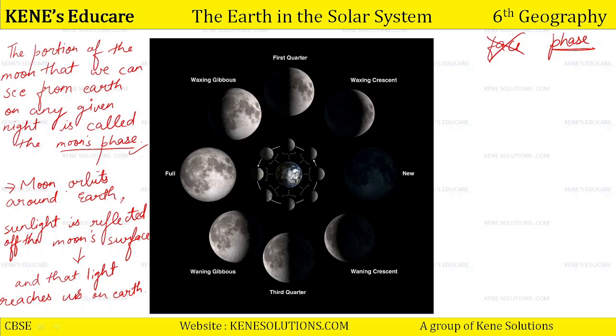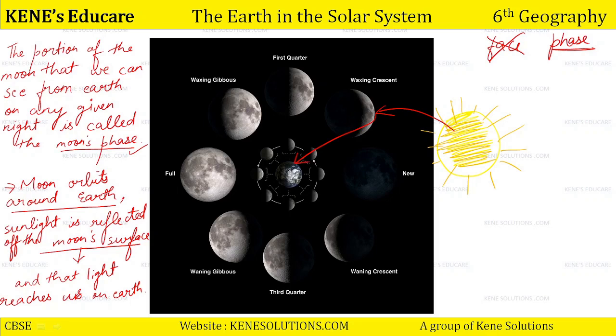Another fact, moon orbits around the earth. आपको पता है मून अर्थ के चक्कर लगाता है, करेक्ट. Sunlight is reflected off the moon surface. तो अगर यहां पे सन है, ठीक है, और सन की लाइट जितनी भी मून पर रिफ्लेक्ट होती है, सन की लाइट मून पर पड़ती है और उसका रिफ्लेक्शन हमारे अर्थ पे आता है, और हम उतना ही पोर्शन मून का देख पाते हैं जितना लाइट रिफ्लेक्ट होती है. With this we know that moon does not have its own light.